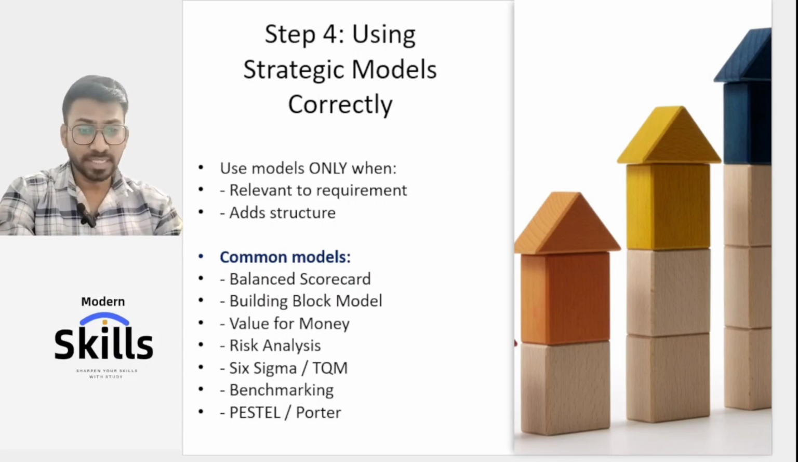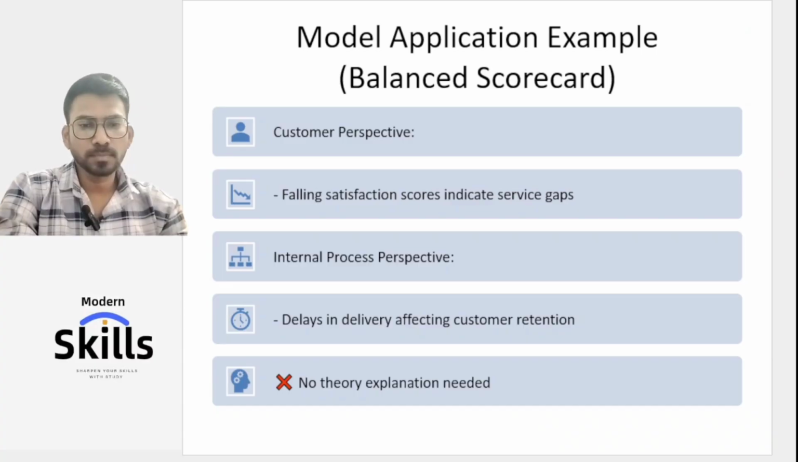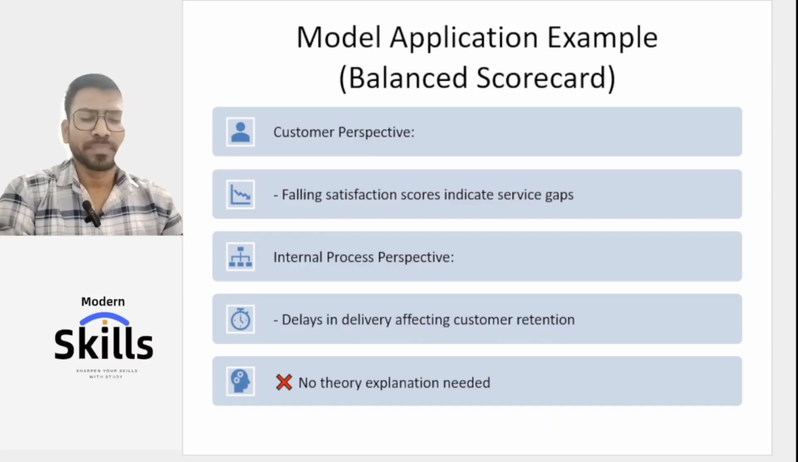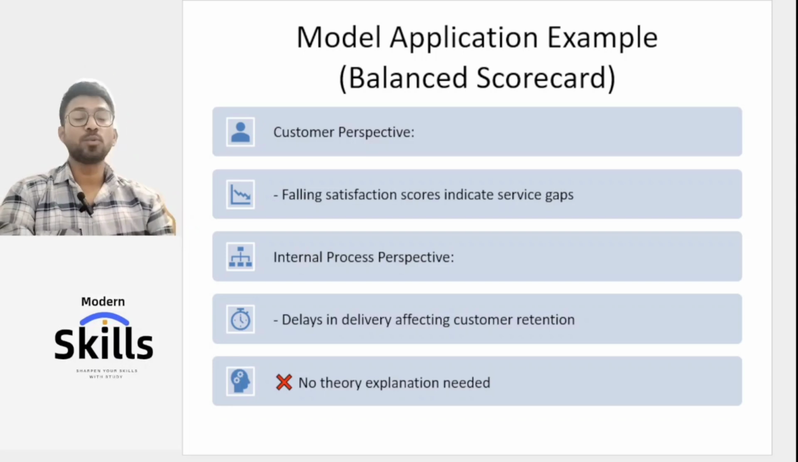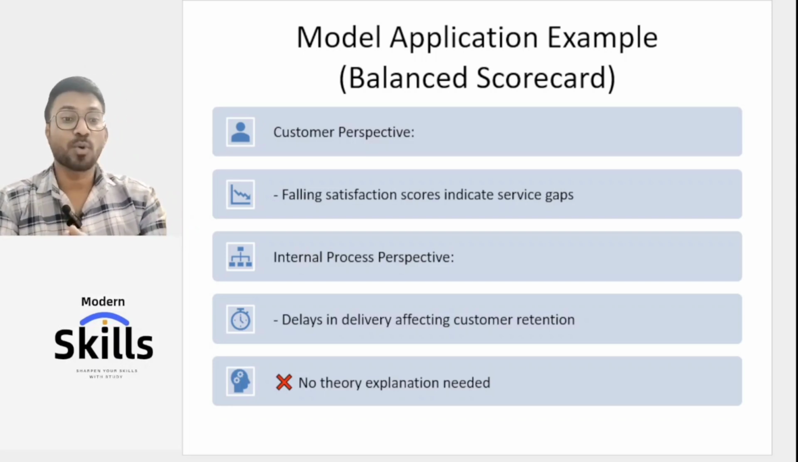But here is a trick: never explain the model, just apply it. You don't need to write the theory. You have to apply the model to the exact case study scenario given to you. For example, instead of saying a balanced scorecard has 4 perspectives, say under the customer perspective, satisfaction scores are declining, leading to potential churn. That's how you score professional marks.